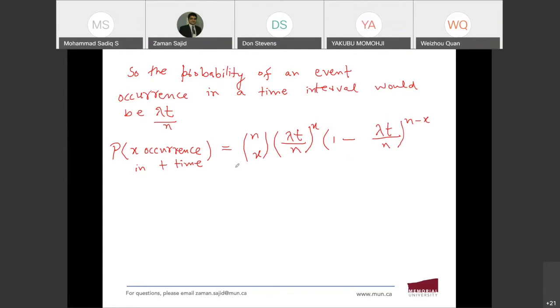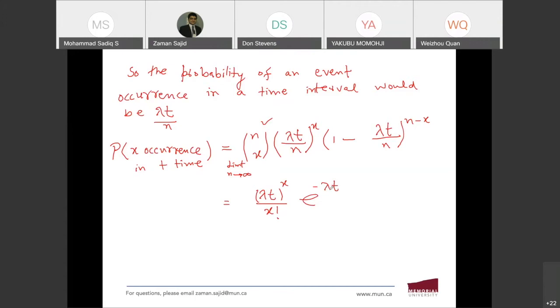Now for all of this, we will take a limit as n approaches infinity. This thing, the combinatorial, we discussed last time. And why are we taking it up to infinity? Because it will be valid for a small time interval. So when you apply the limit here, you get lambda t power x over x factorial times e power minus lambda t.